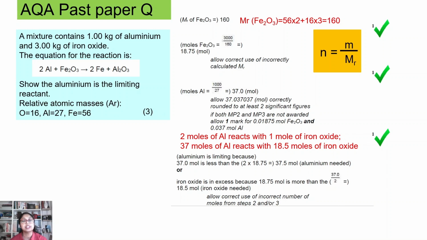Iron oxide is in excess because 18.75 moles is more than 18.5 moles. So that gives us our third mark. Okay, so show all your work step by step to show aluminium is the limiting reactant. That means it has fewer moles available, so it will react fast and stop the reaction first. Okay, brilliant.